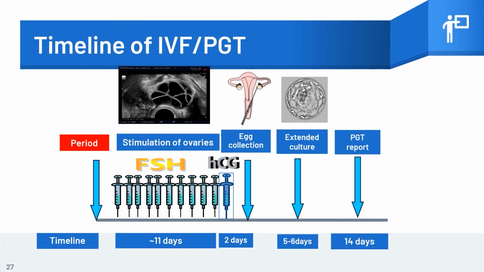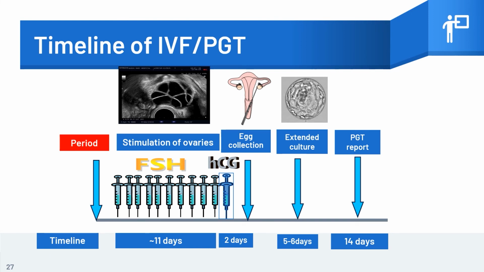This is the overall timeline of IVF PGT. Patients will report the first day of period, then ovarian stimulation will be carried out using FSH, which on average lasts for around 11 days. When the follicles are big enough on ultrasound, ovulation trigger will be given, and egg collection under transvaginal ultrasound guidance will be performed. This procedure will be done under sedation and local anesthesia.